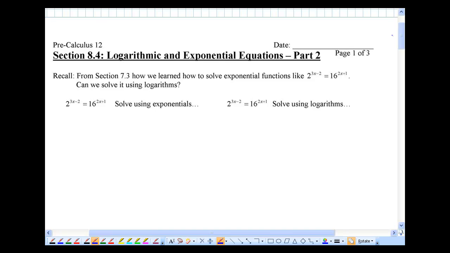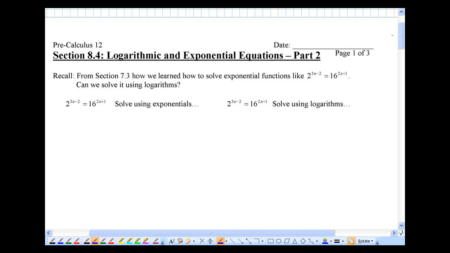Alright, this is the last video for Chapter 8. We are on Section 8.4, and we're doing the logarithmic and exponential equations Part 2. Now, for the last section, or I guess last day, we learned how to solve these logarithmic equations. Today I want to show you how to solve exponential functions.